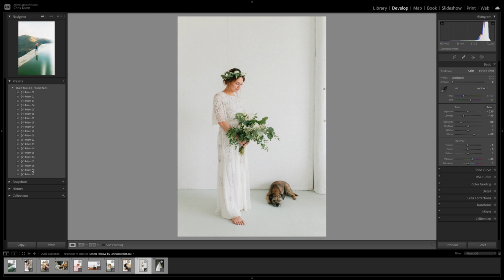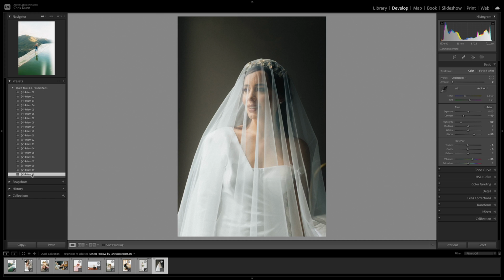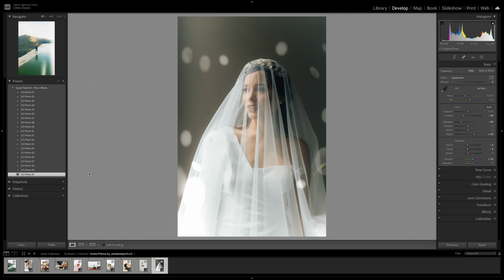09 gives you simple prism light positioned diagonally at the top left of the frame. Lastly, Prism 10 provides multiple orbs of light positioned around the edges of the frame.